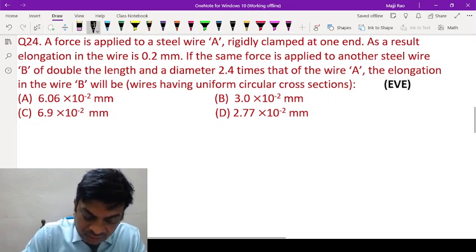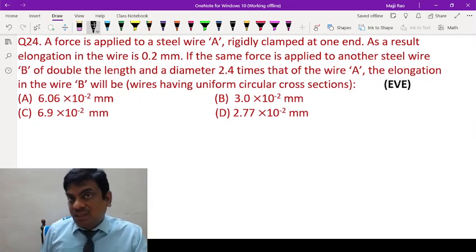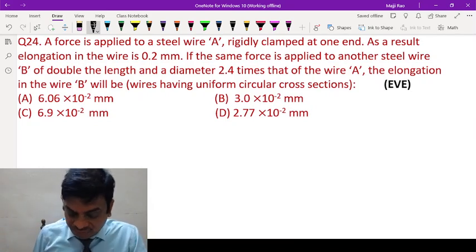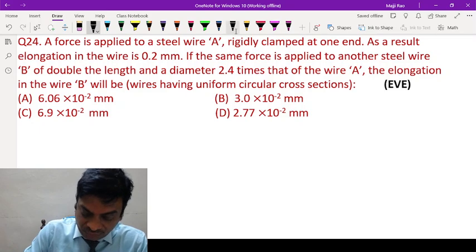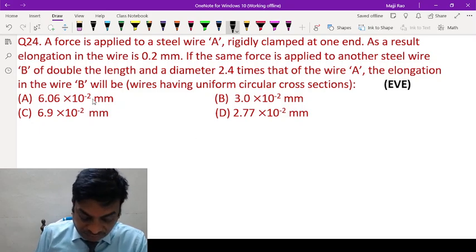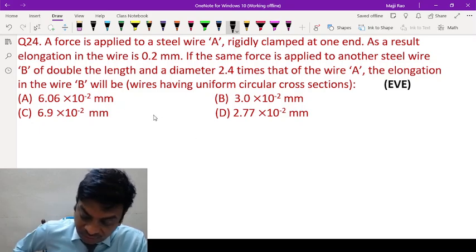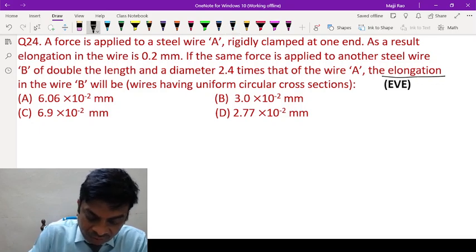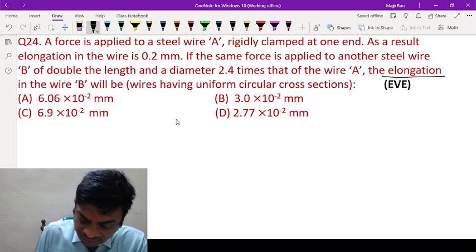Now, students, solve these questions in the same manner which I am solving. Otherwise, unnecessarily it will consume time. So first write down the expression for the elongation of the wire. They are asking elongation, no? Write down the formula for elongation. So just start with the basic formula.